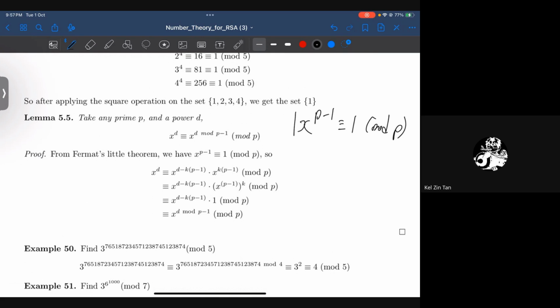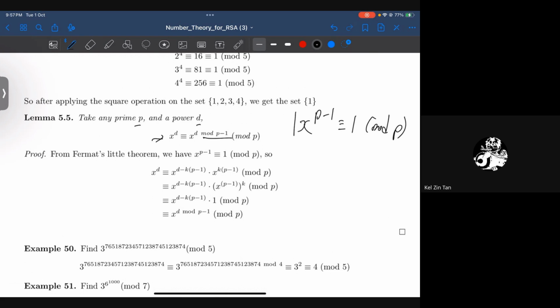So now with this itself, we can prove this statement. We take any prime p and then a power d. This will always hold: x to the power of d is congruent to x to the power of d modulo p minus 1. So basically, it says that we can reduce the operation on the power. We don't have to compute so large. We can just do the modulo operation on the power and reduce the size.